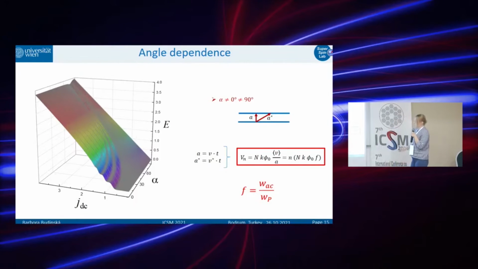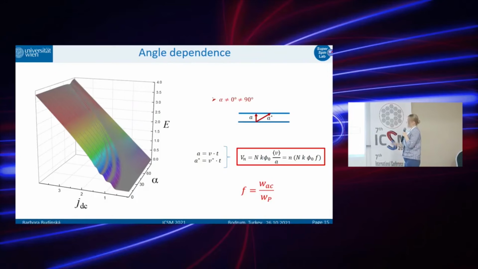Now we have the angle dependence. First let's look at the border cases. When alpha is equal to 0, my vortices are going perpendicular to the grooves, and this leads to really nice Shapiro steps. While when alpha is equal to 90, they move along the grooves, which means we will have a constant resistivity, and that leads to this linear appearance of the voltage to current. But what's happening in between? What is the difference now?